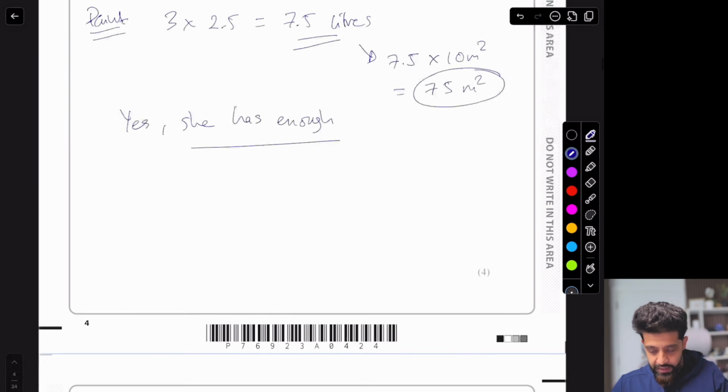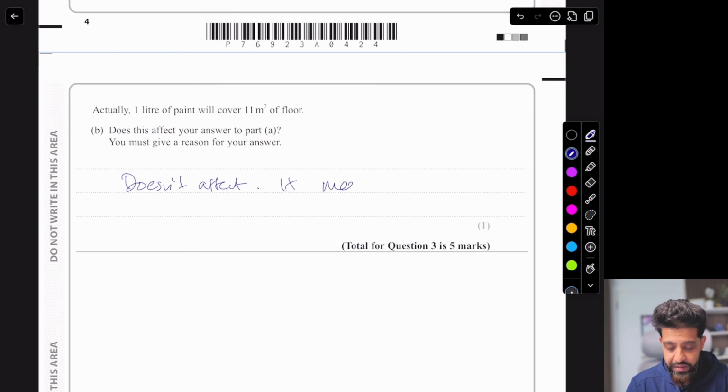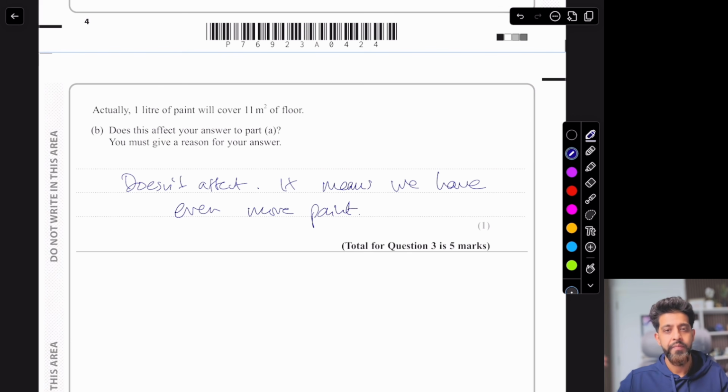Okay. Next part. Actually, 1 liter of paint will only cover 11 square meters of flooring. Does this affect your answer? Well, we had 7.5 liters. We were told that you can cover 10, but actually it can cover even more. Well, actually, we don't need to write that there. Of course. Yeah, I mean, it doesn't affect our answer at all. So it doesn't affect it because we have even more paint. Okay, there you go.